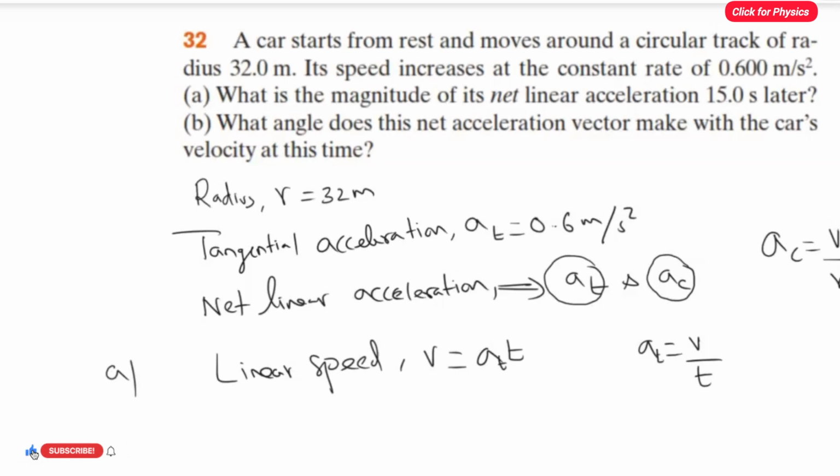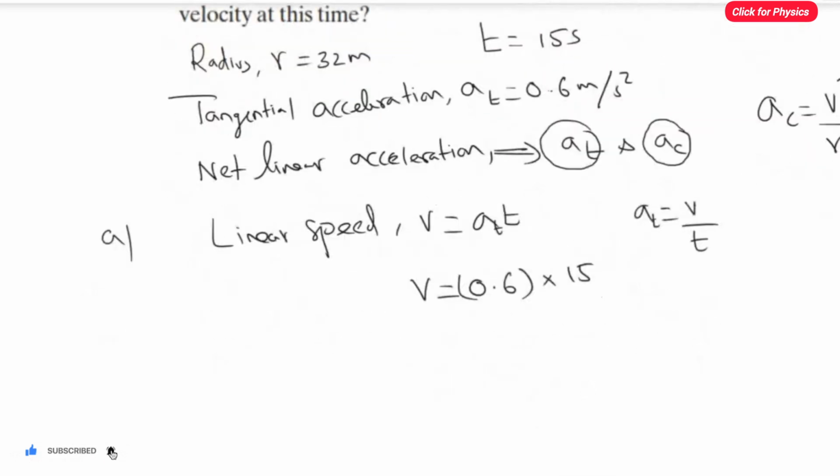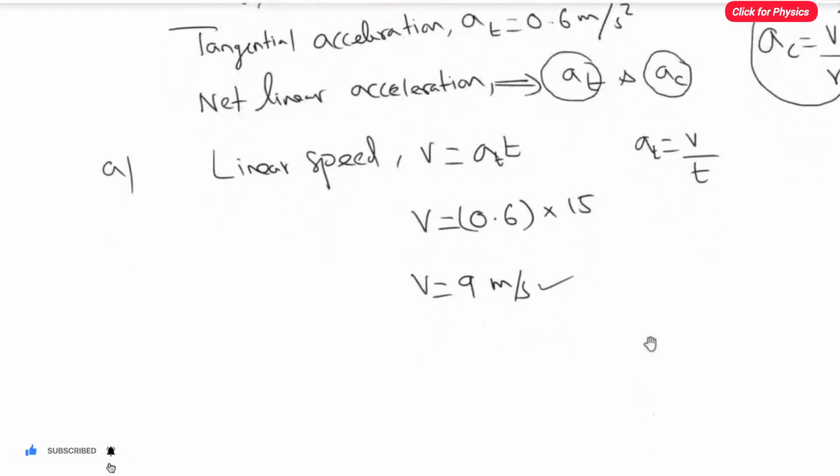What is a_t? Our a_t value is 0.6 and the time they already gave in the question as 15 seconds. So I have to substitute the value of time as well as the tangential acceleration here. So 0.6 multiplied by 15 seconds. Here I got the answer for the linear speed as 9 meter per second. What's the answer? 9 meter per second. Now I have to use this value of v in centripetal acceleration. So let's find the centripetal acceleration.